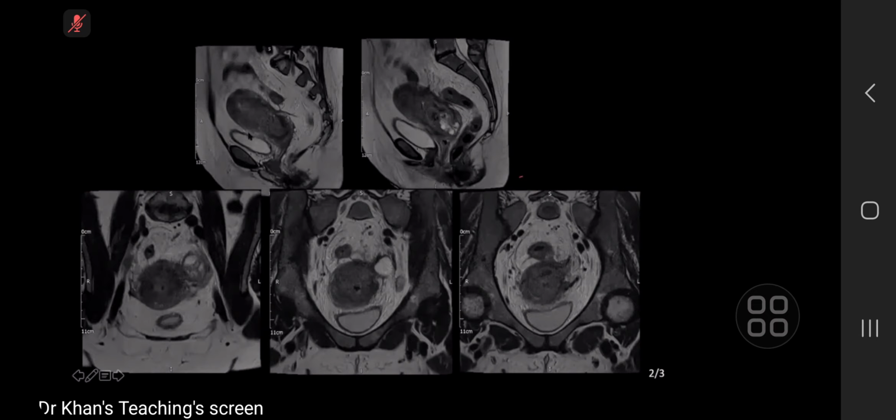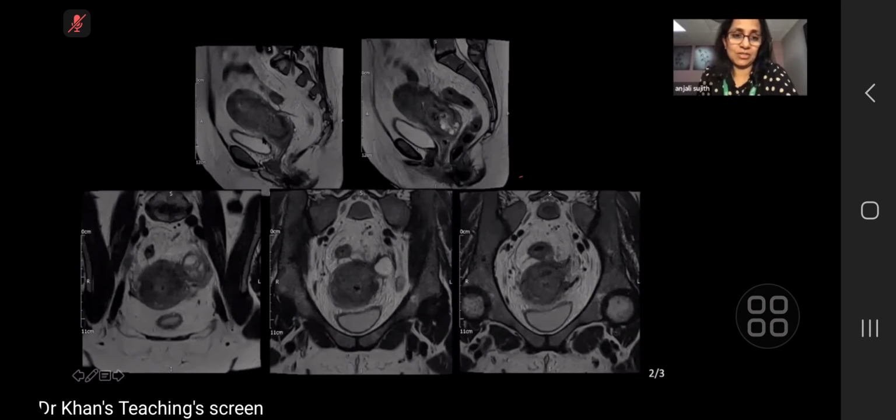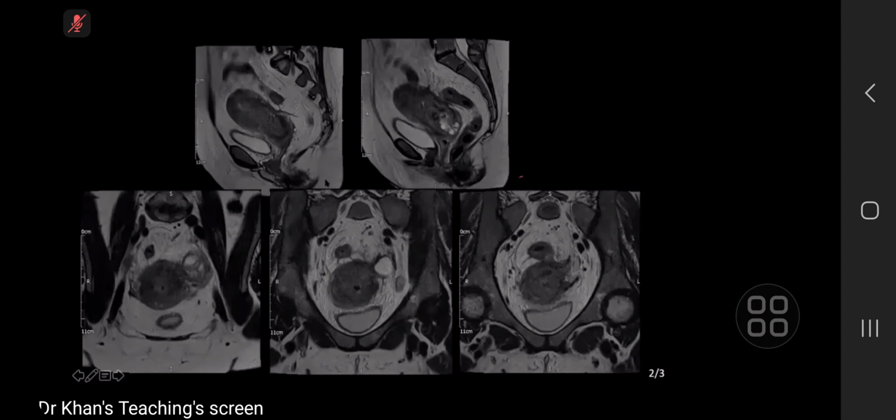Is it a T2? Yes, it's a T2. They're all T2 images. Before you continue, let me say these tiny cystic structures in the cervix are Nabothian cysts. Ignore them. Now continue with the rest of the description.